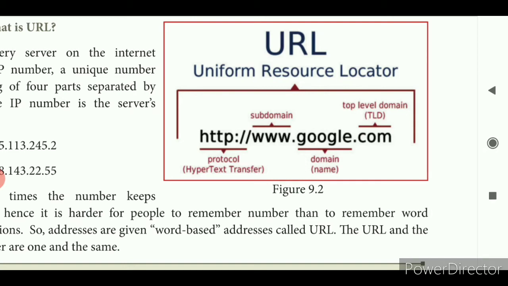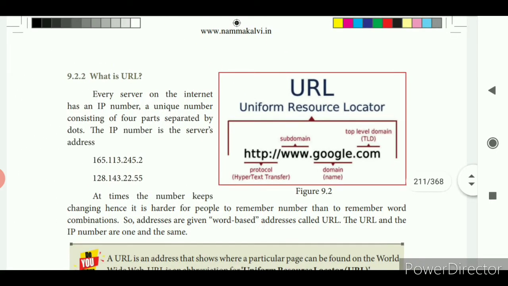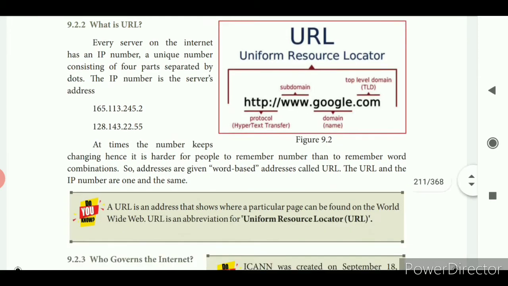Then the www is called a subdomain. Then Google is called a domain. Then .com is called a top level domain. The three together form the domain. So www, meaning World Wide Web, is the subdomain. Then Google is the domain. Then .com is the top level domain.